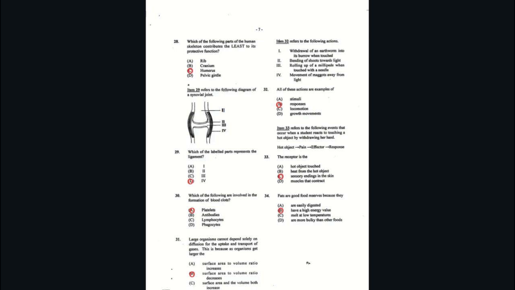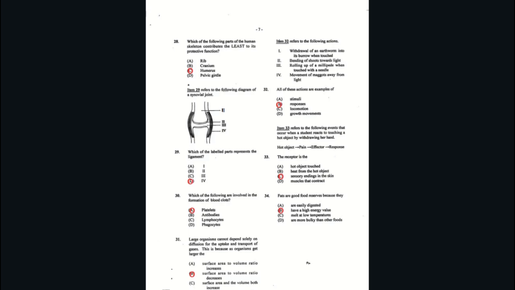Now number 29. Which of the following labeled parts represents the ligament? The answer is number 4, so D. Then number 30 says, which of the following are involved in the formation of blood clots? The answer is A, platelets.